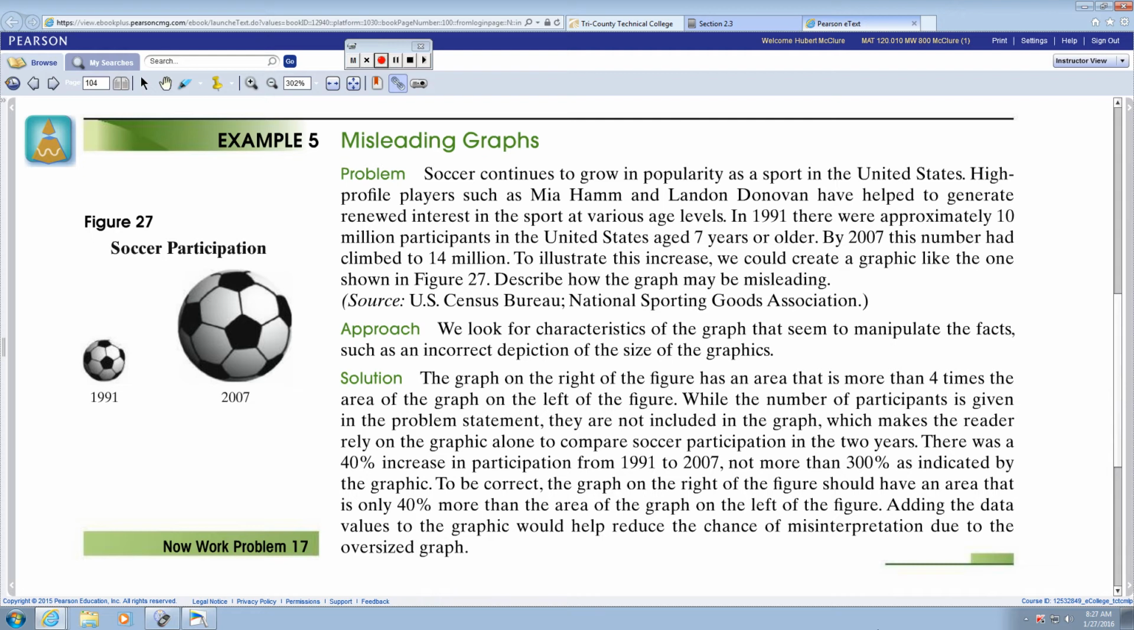I don't think so. What does it make it look like? It makes it look like the whole United States is just sold out to soccer. That's what it makes it look like. Alright?